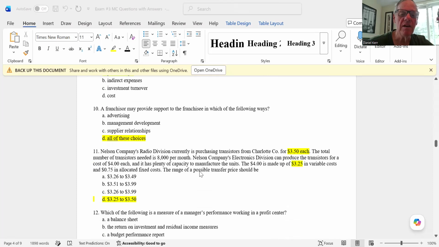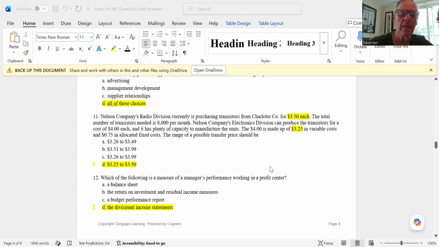Number 11, Nelson Radio currently is purchasing transistors from Charlotte Company for $3.50. The variable cost of making those units ourselves is $3.25. So for the range of possible transfer prices, you'd never charge more than you're paying the outsider, $3.50, and you would never charge more than your variable cost of making them yourself. So it's got to be somewhere between $3.25 and $3.50. So the answer there is D.